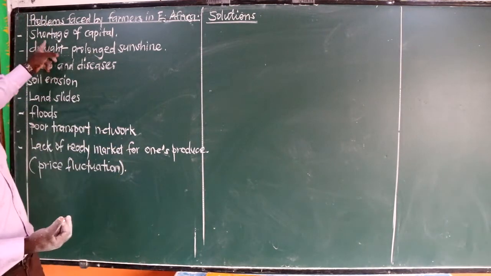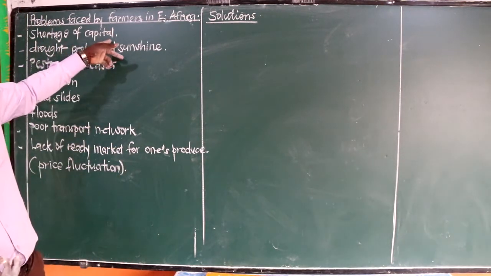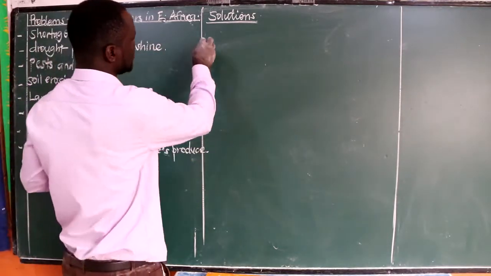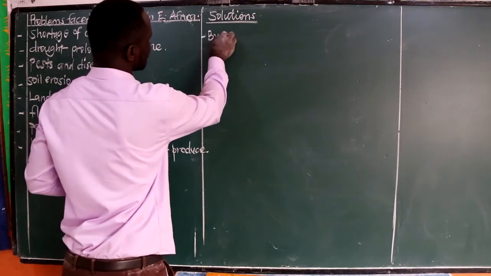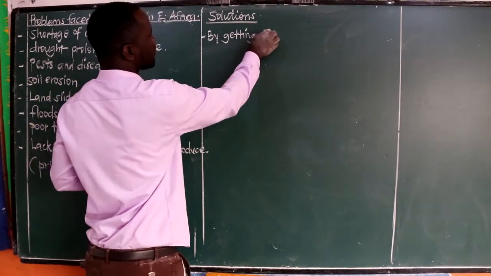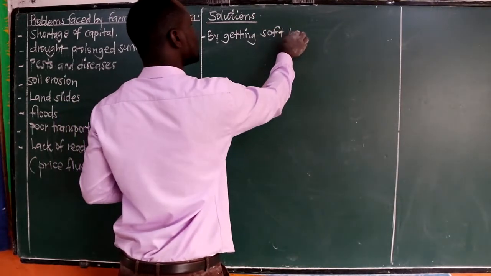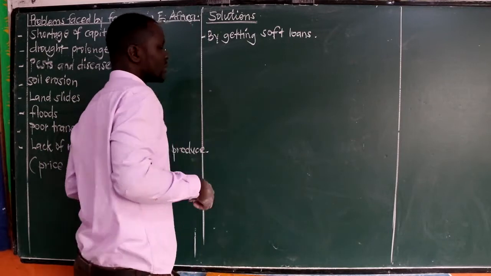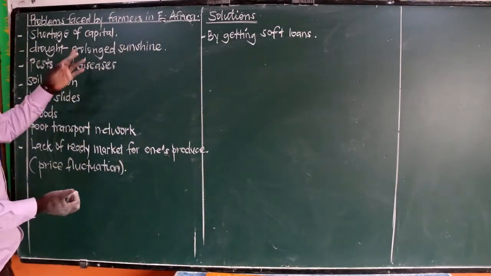So, we have the problem of shortage of capital. These farmers don't have enough money. What should be done? These people can get loans. By getting loans, we have what we call soft loans. By getting soft loans, that is the solution to this problem.